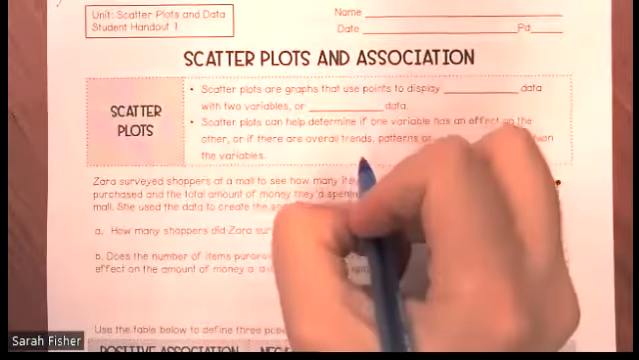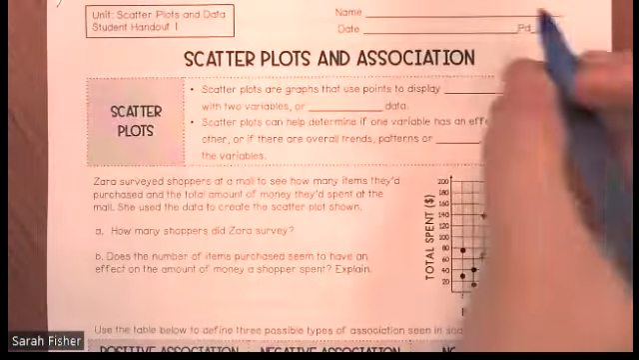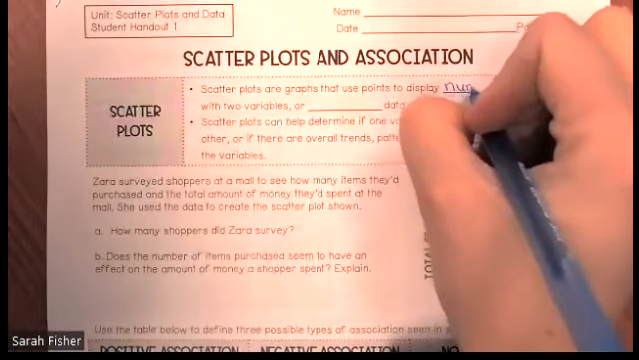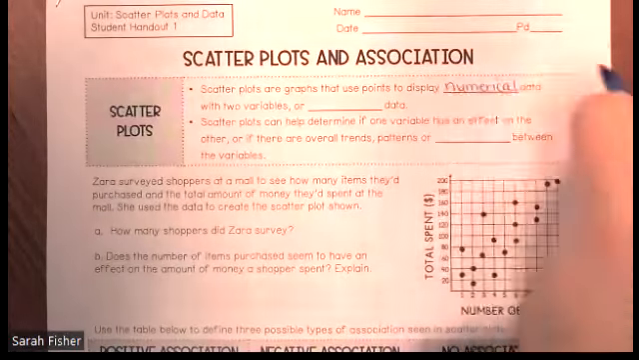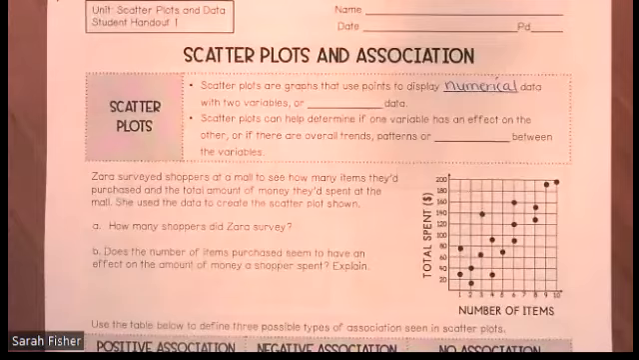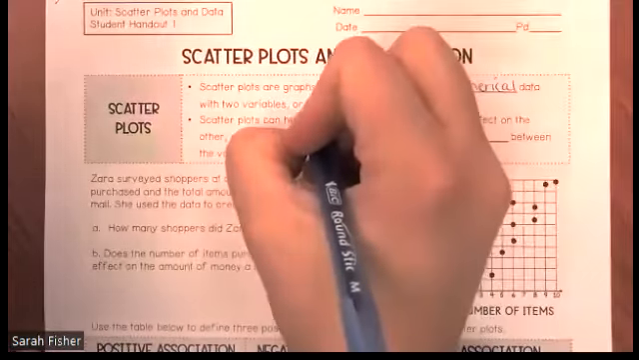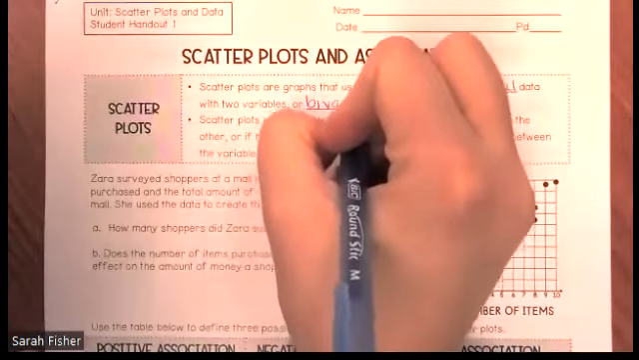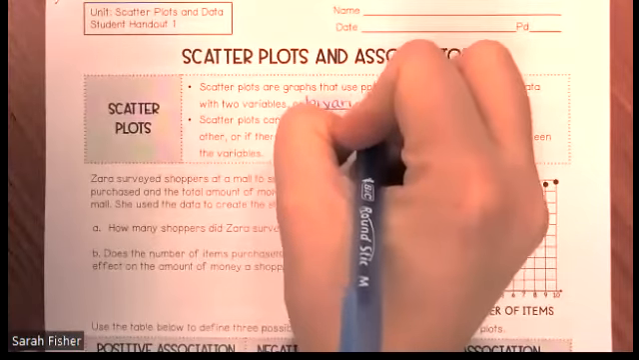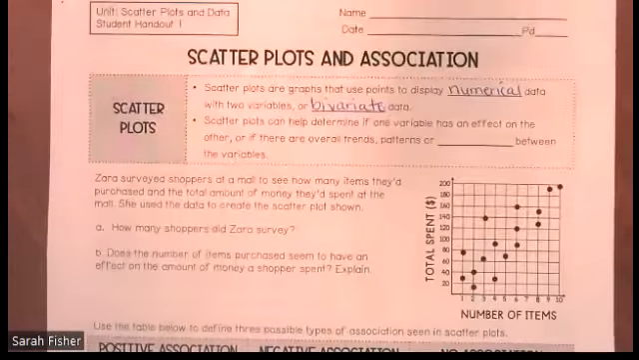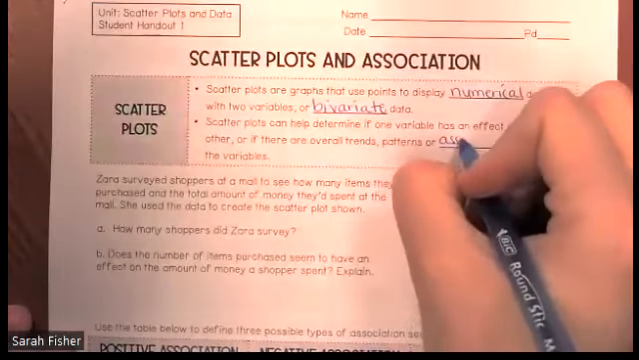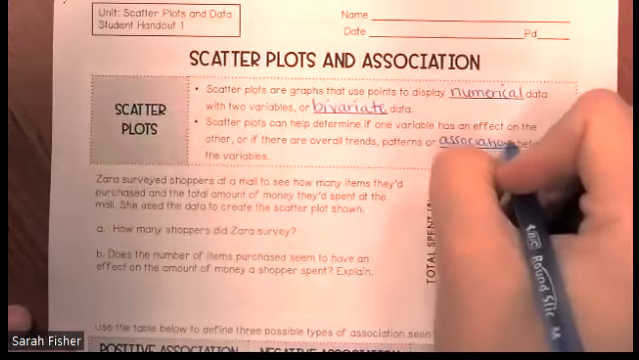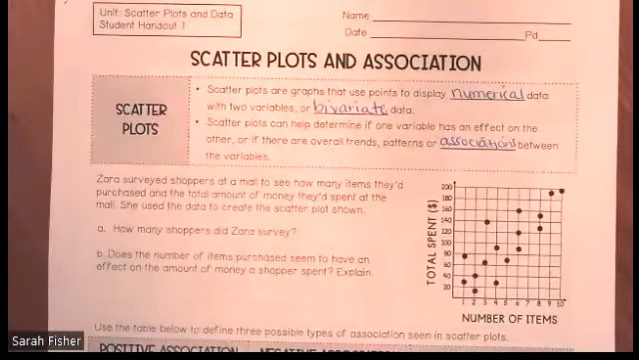First, scatter plots are graphs that use points to display numerical data with two variables, or bivariate data. They help determine if one variable has an effect on the other or if there are overall trends, patterns, or associations between the variables.